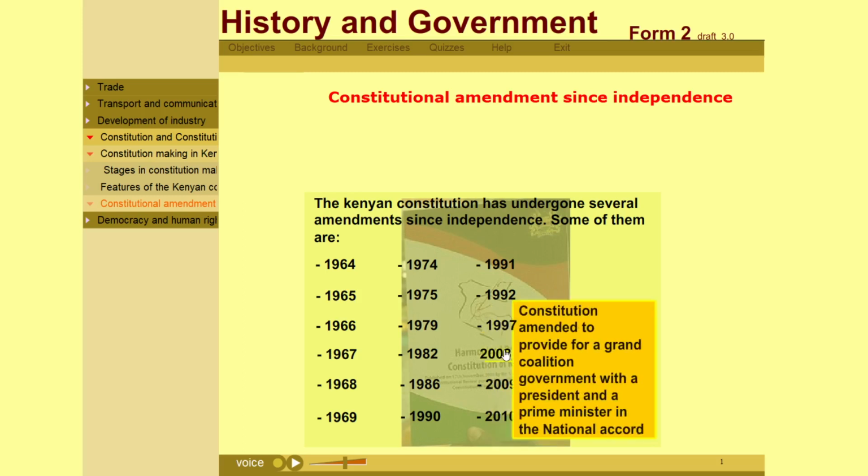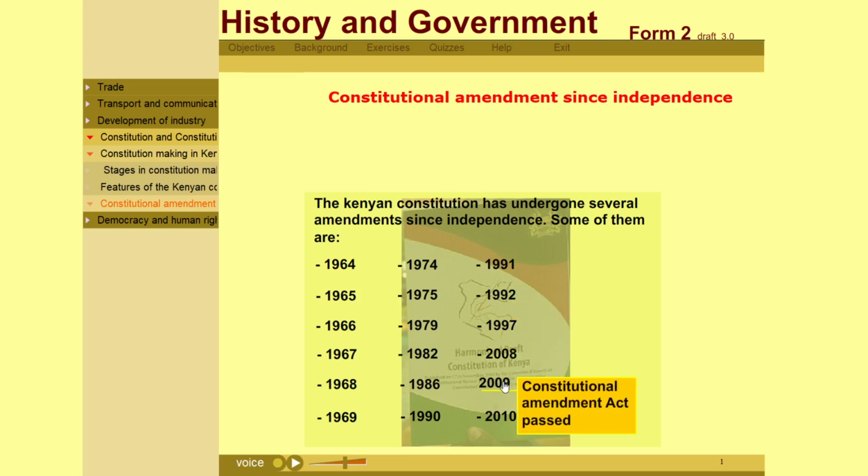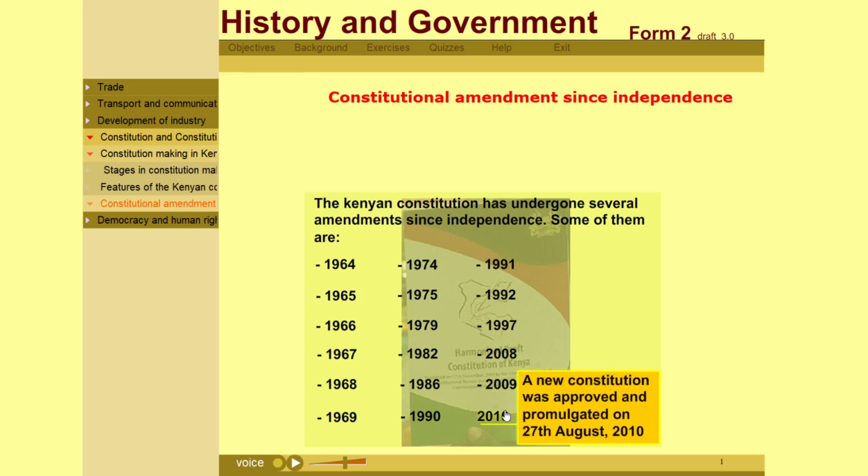In 2008, the Constitution was amended to provide for a grand coalition government with a president and a prime minister in the National Accord. In 2009, the Constitutional Amendment Act was passed. In 2010, a new constitution was approved and promulgated on 27 August 2010.